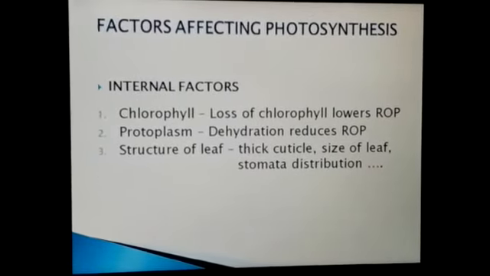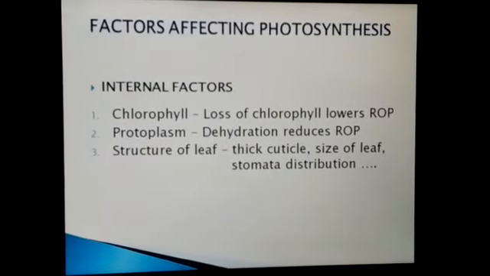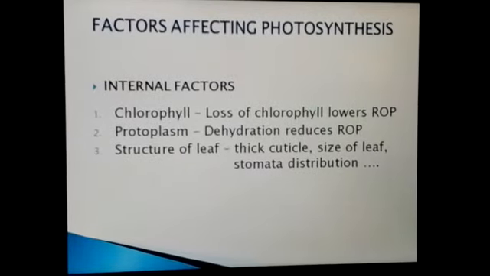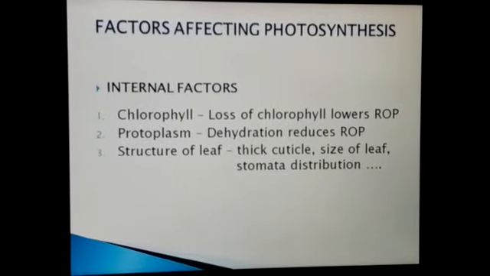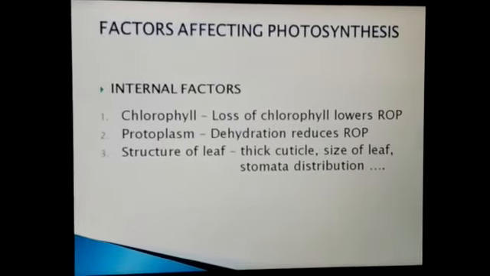We have discussed various adaptations in leaves. Thick cuticle, size of leaves, stomata distribution, all these help the process. So these are internal factors which affect the rate of photosynthesis in plants.